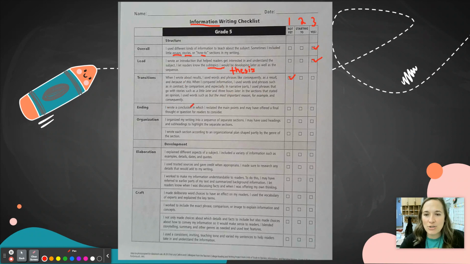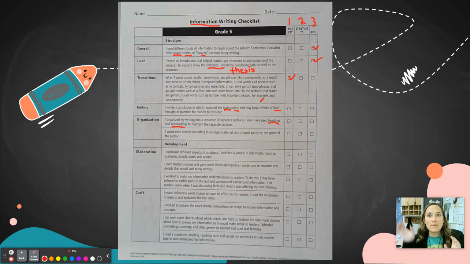An ending, that they do have that conclusion, that they've restated the main points in it. And that you have something final and thoughtful, either a question or a narrative, that opposite of the hook right at the end, that you have that, right? And that it's organized. I organize my writing into a sequence of separate sections. I may have used headings or subheadings, so you can use headings or subheadings for the sections. So if you haven't done that yet, you can do that. You can add subheadings and headings.